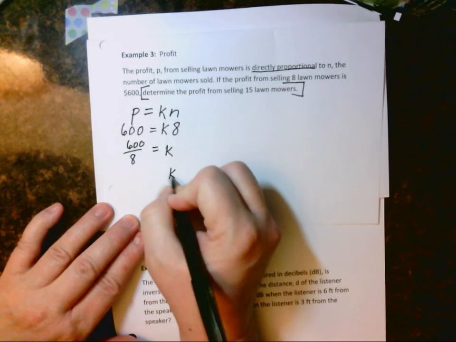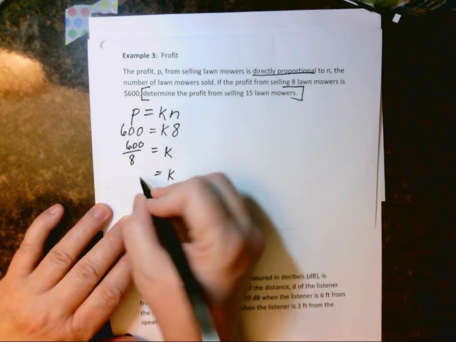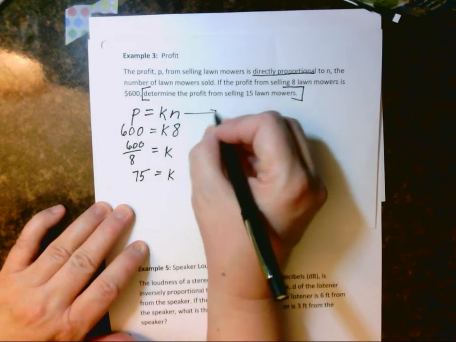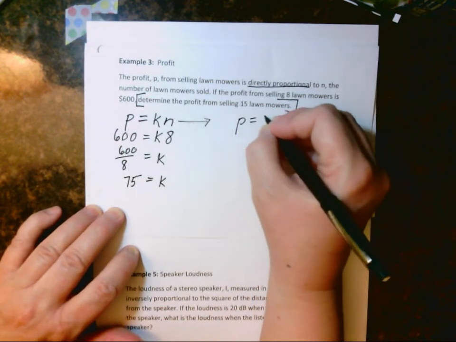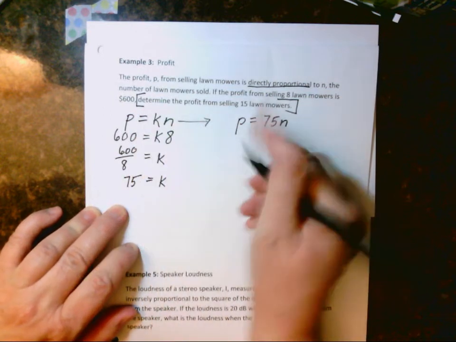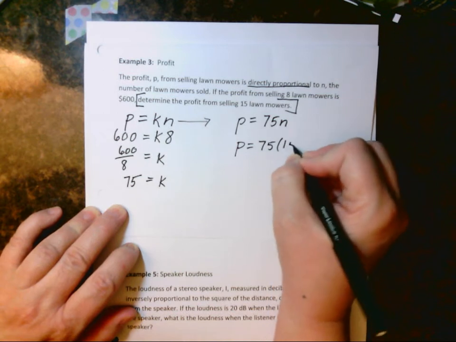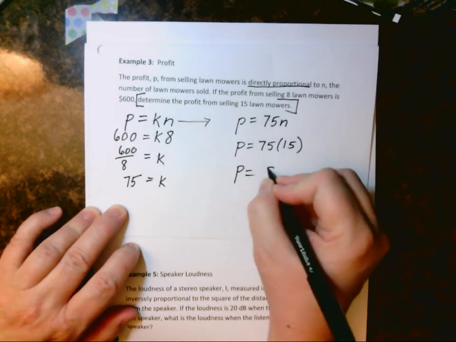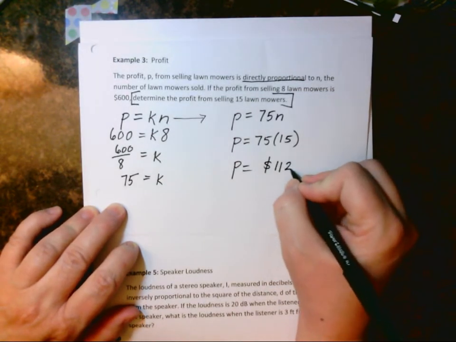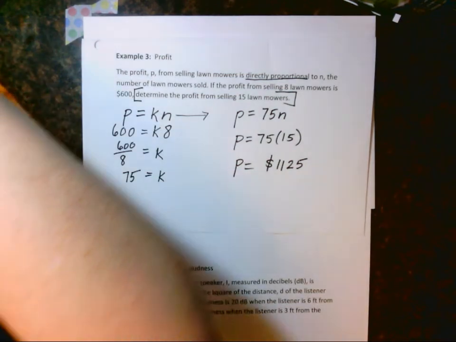I'm skipping a little algebra here, so do what you need to do, and you will get 75. That's my constant. So then I take the original equation and rewrite it with the actual constant for this situation. And now I determine the profit, so I'm looking for P, from selling 15 lawnmowers. The profit will be, don't forget to put your dollar sign, you'll need the units on your answer, $1,125. Very well. Not everything is direct variation.